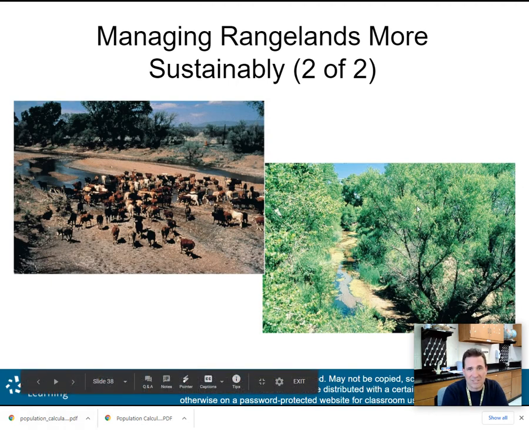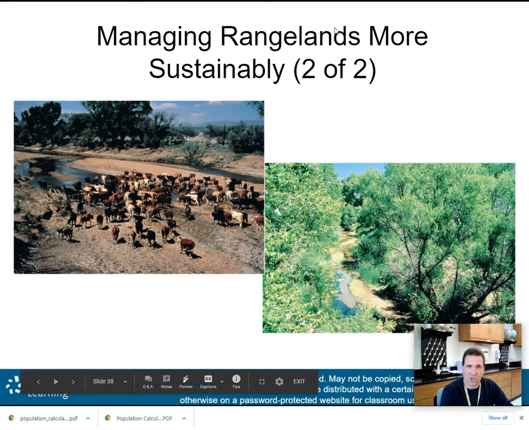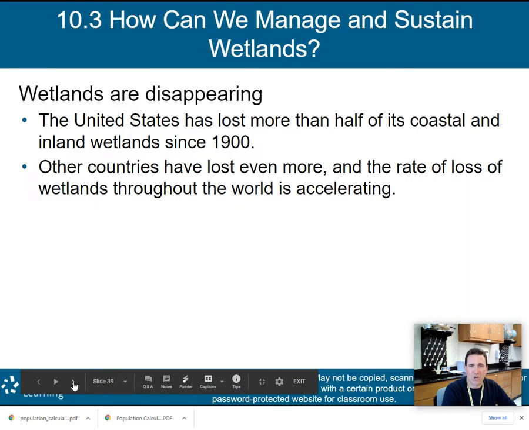This is the same shot, guys, same river here. Moving through here is moving through here. Just here, it's degraded with cattle. Here, they kept the cattle out for a number of years, and you'll notice how everything was replenished through that secondary ecological succession. All right, so this is what we have to do to manage our rangelands more sustainably.